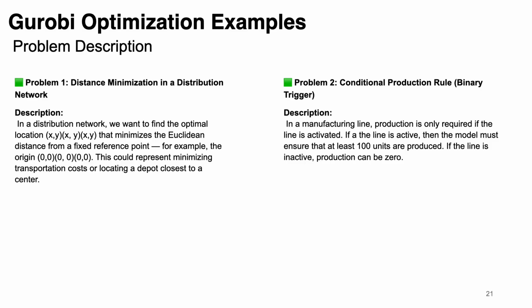Problem 2 introduces a conditional production rule. In a manufacturing line, we might have a rule that says if the line is active, it must produce at least 100 units. However, if the line is inactive, production can be exactly 0. This requires what we call a binary trigger to mathematically link the on-off switch to the production volume.